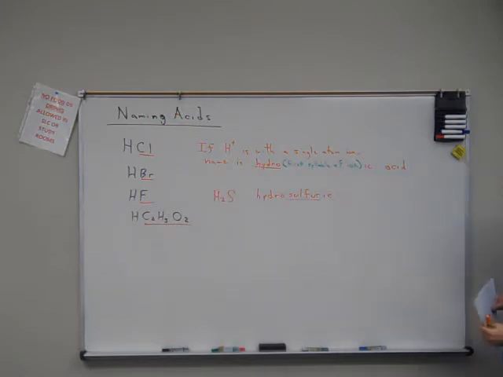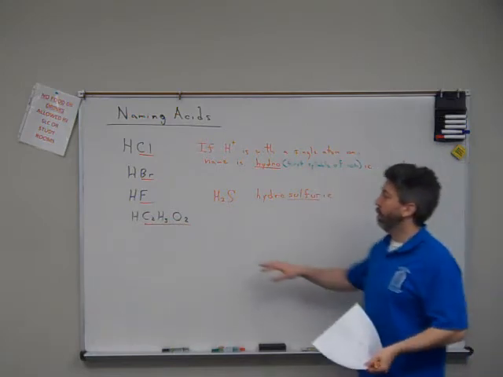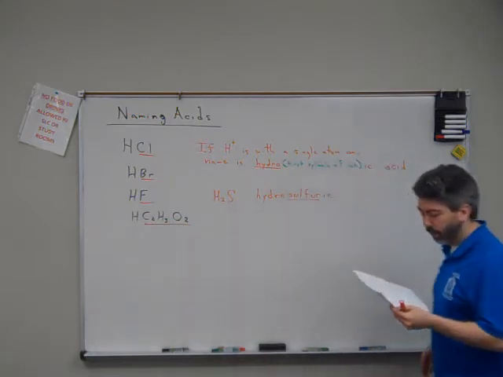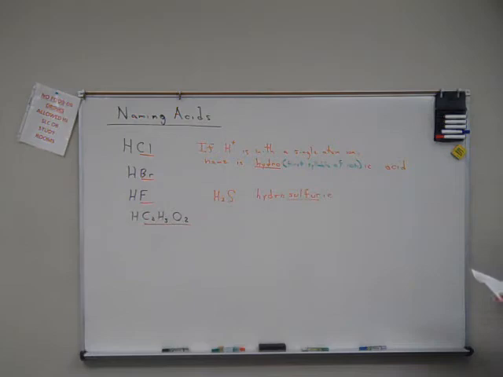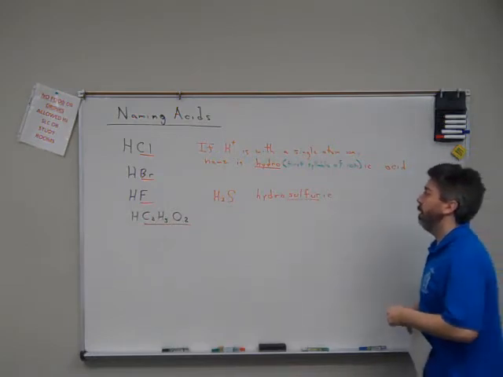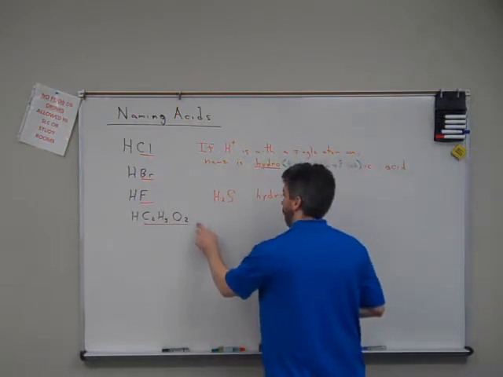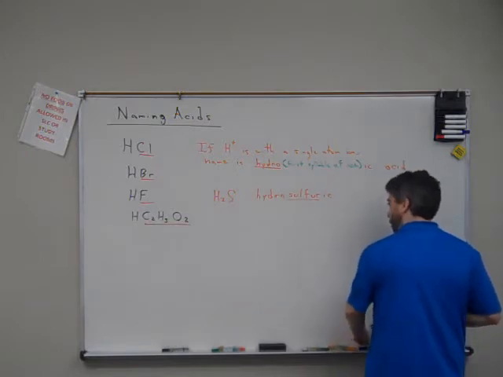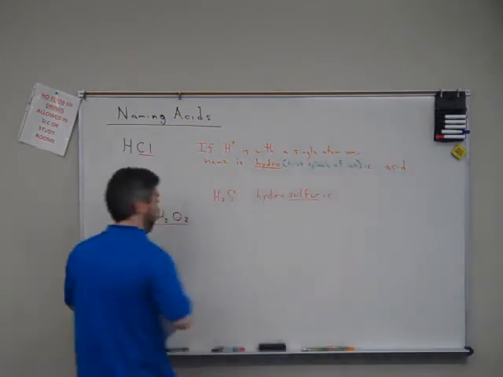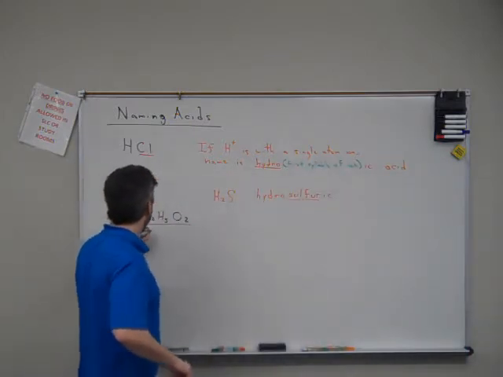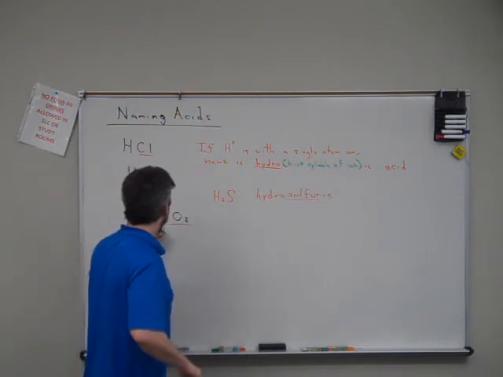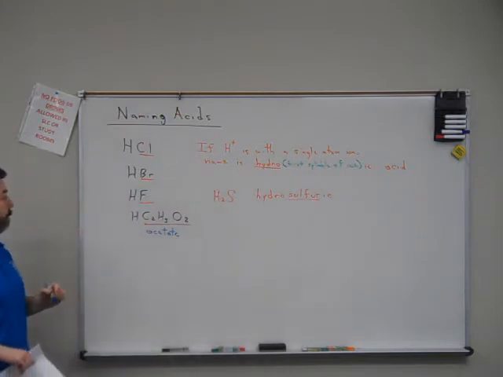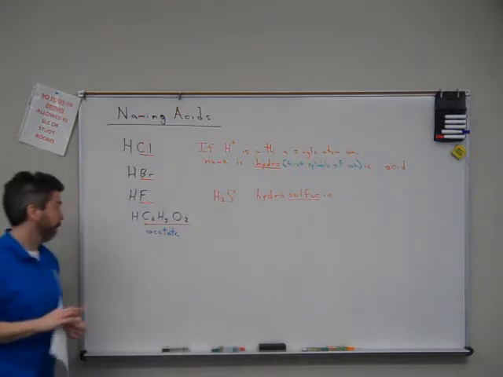Now, what if you have a polyatomic ion? Well, there's a couple of different things you have to do here. You have to identify what the name of the polyatomic ion is. And in this case, the C2H3O2 is acetate. That's acetate, C2H3O2. Okay?